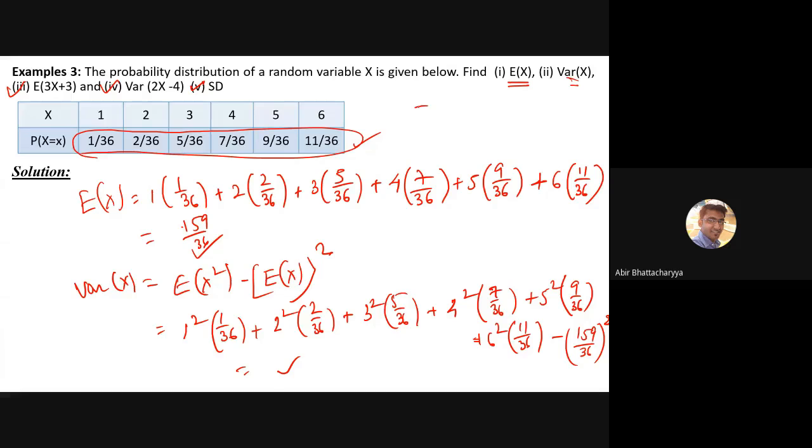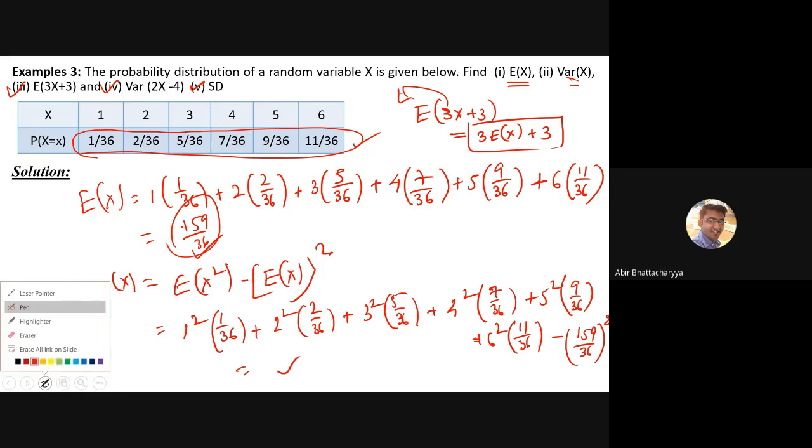Expectation of 3x plus 3. Expectation of 3x plus 3 means what? Direct algebra. Direct algebra means 3 times expectation of x plus 3. This is the answer. Because we have already calculated expectation of x, put it in. Whatever the calculation is, that directly will be put in.